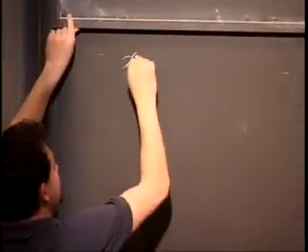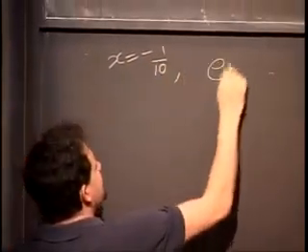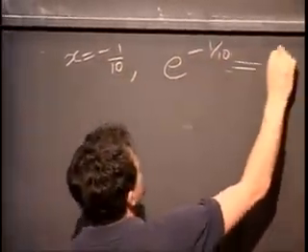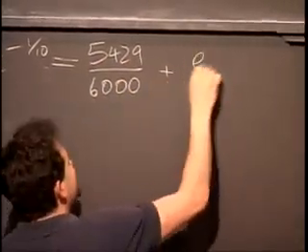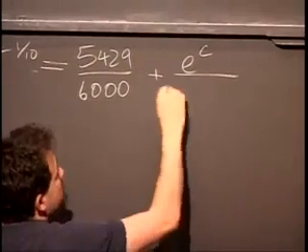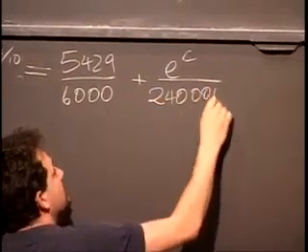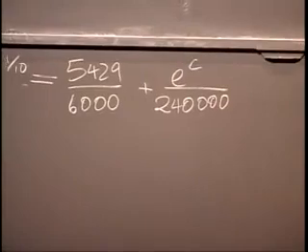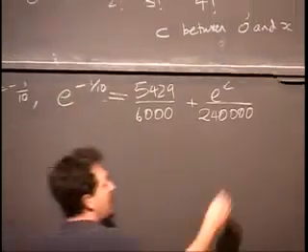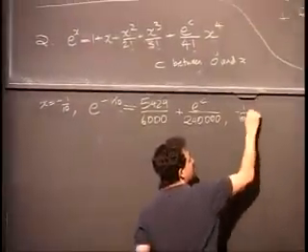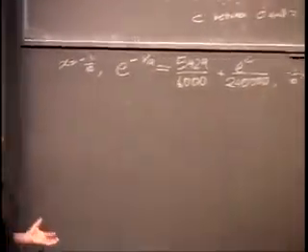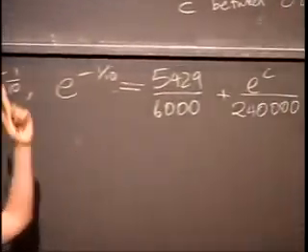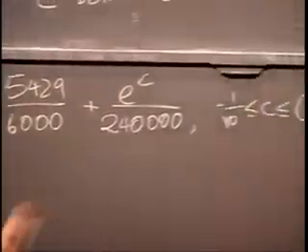So in particular, when x equals minus a tenth, we had said that e to the minus a tenth actually equals 5429 over 6,000 plus e to the c over a number, and it turns out this expression was 240,000. I did this last time right at the end of the class. So this is true, and all we know about c is that it's between minus a tenth and 0, because x is minus a tenth. So this is really nice. This extends the first concept from above by telling us how good the approximation is.